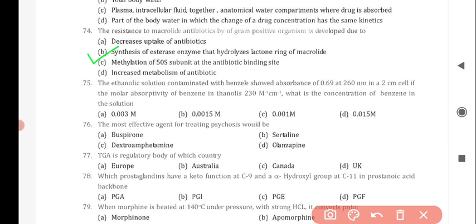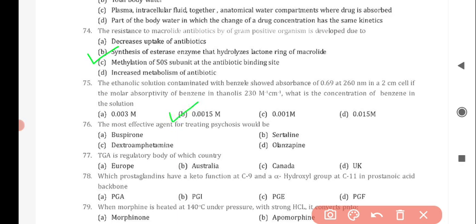Next question is, the ethanolic solution contaminated with benzene showed absorbance of 0.69 at 260 nm in a 2 cm cell. If the molar absorptivity of benzene in phenol is 230 per molar per centimeter, what is the concentration of benzene in the solution? And the correct answer is option B, 0.0015 molar.